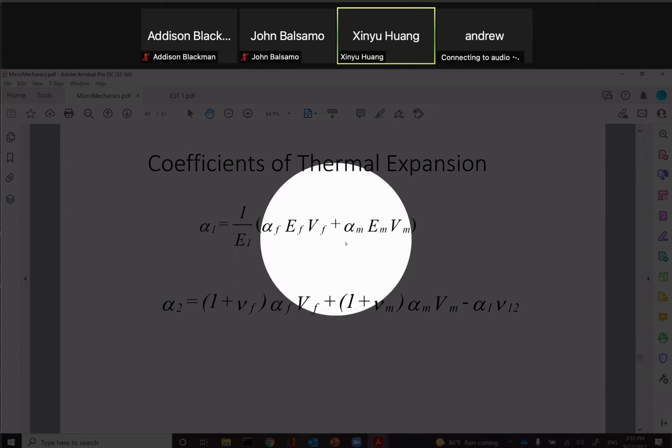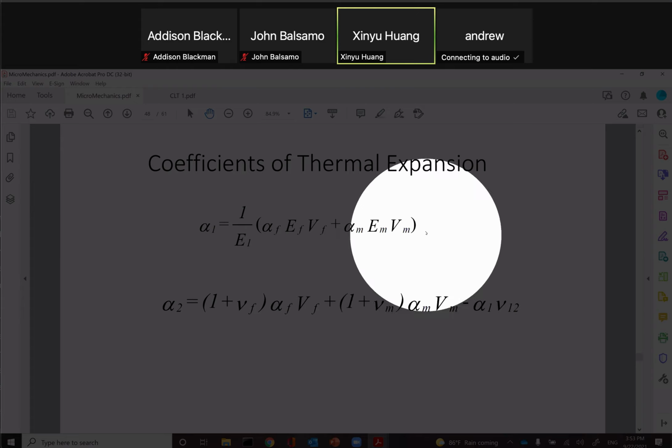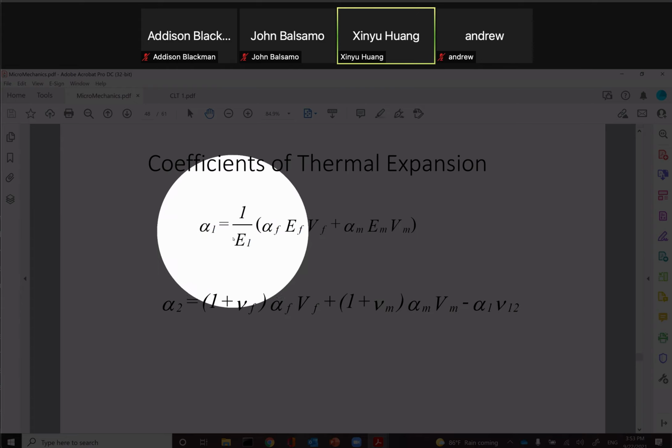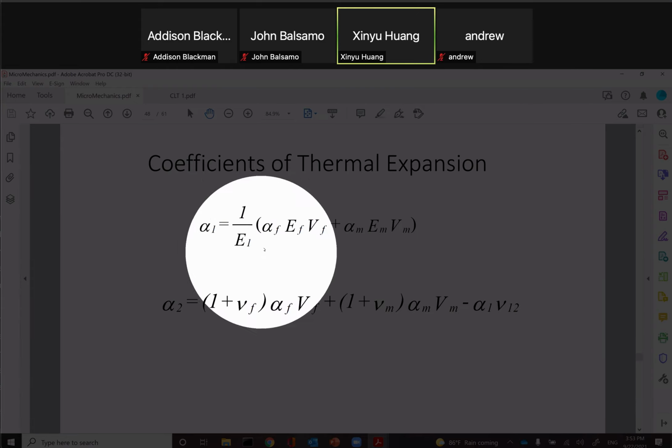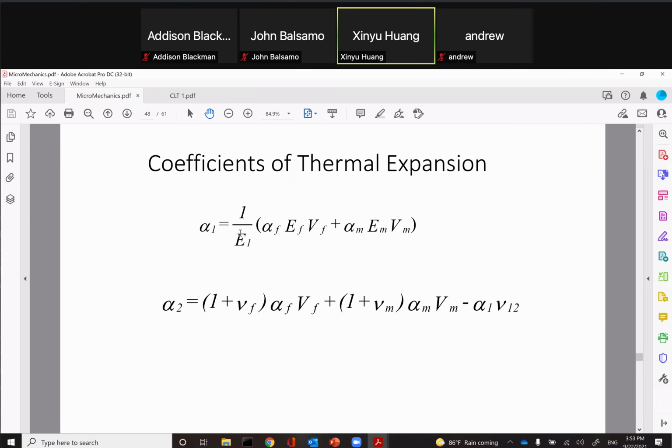Here, Young's modulus, matrix Young's modulus, fiber volume fraction, and matrix volume fraction. And this is the overall Young's modulus of the panel in one direction. Okay. Now I want to talk about why it has this form in the next few slides.